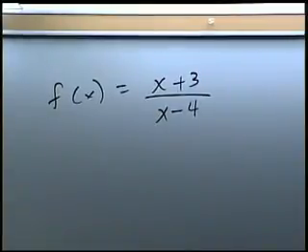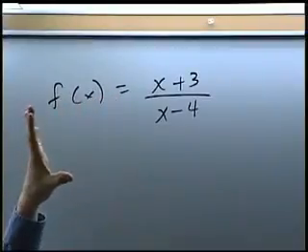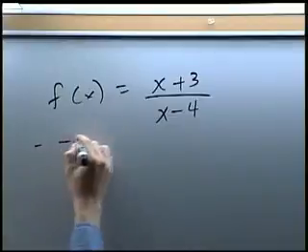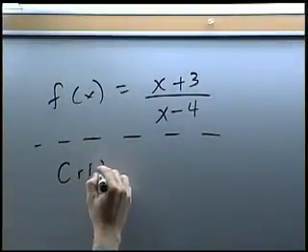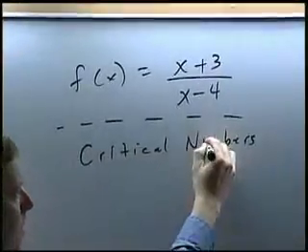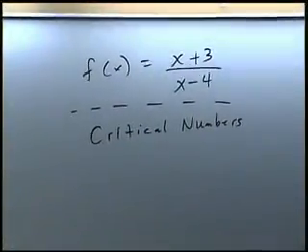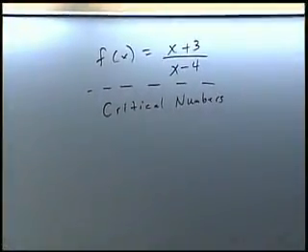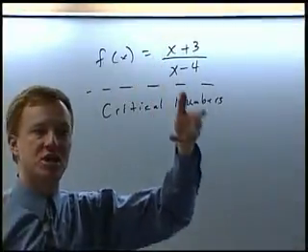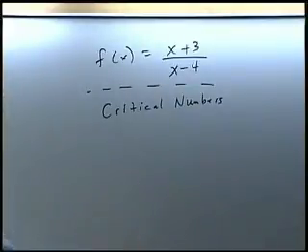All right, when we solve problems like this, when we're interested in finding increasing, decreasing, maximum, and minimum, the first thing that we have to identify are what we called last time critical numbers. We have to pick out where these values are because these are the possible places where it could be changing from increasing to decreasing, or vice versa.